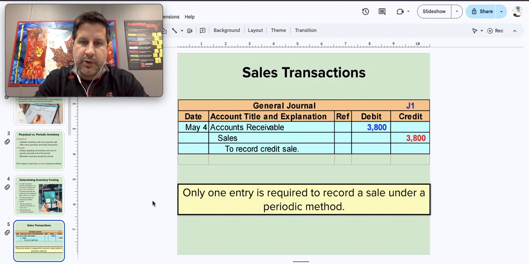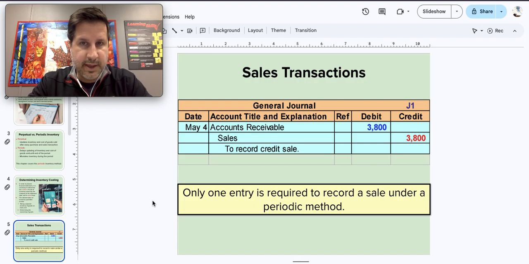You'll see here that we made a sale for $3,800. For the sales transaction, what we are going to do is just show the sale. In this case, it was on account. So just like you did at the beginning of grade 11 accounting, you have a debit to accounts receivable for $3,800, showing that we made a sale, and then a credit indicating that our revenue has gone up $3,800. So there's only one transaction.